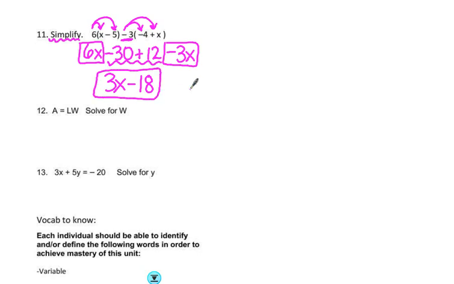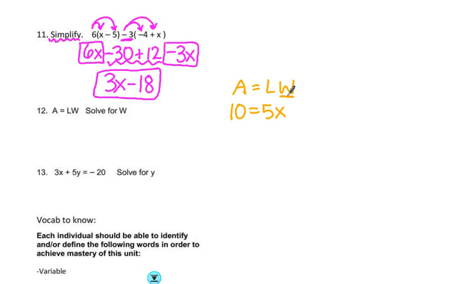All right, we're going to look at numbers 12 and 13. Number 12, A equals L times W. So I'm going to make a little translation here. What if it said 10 equals 5 times X? Okay, kind of how it says A equals L times W.